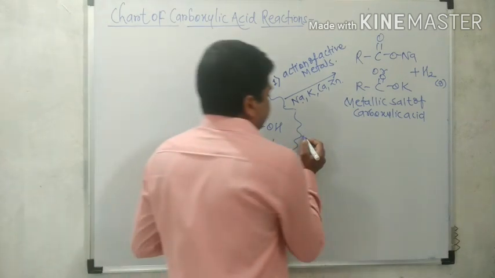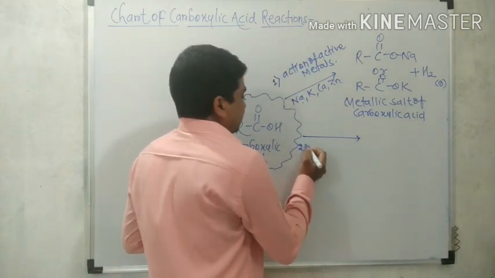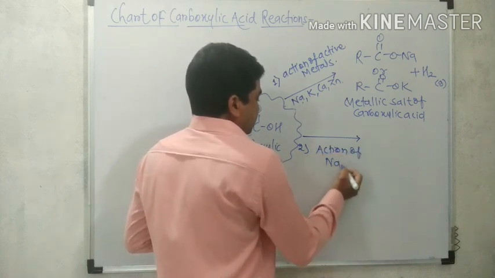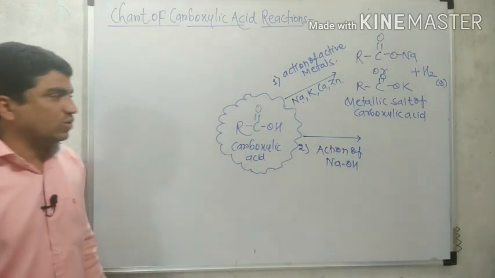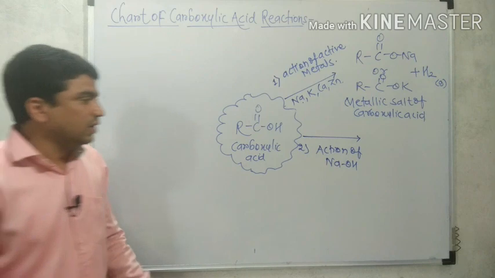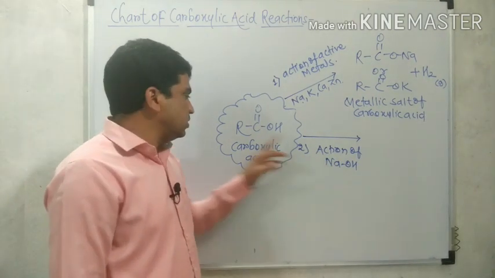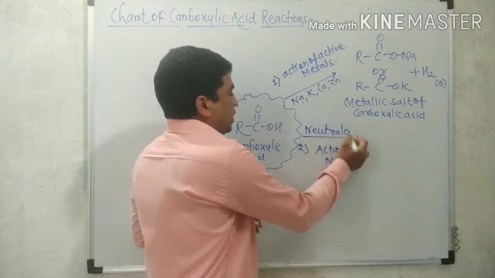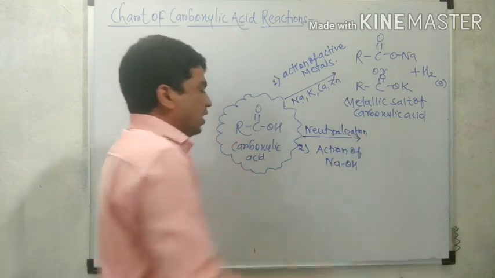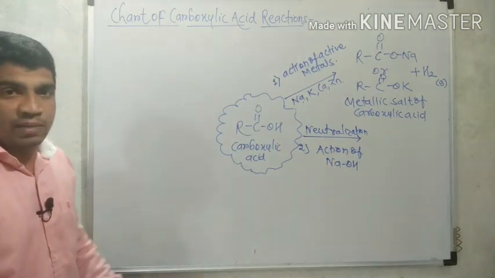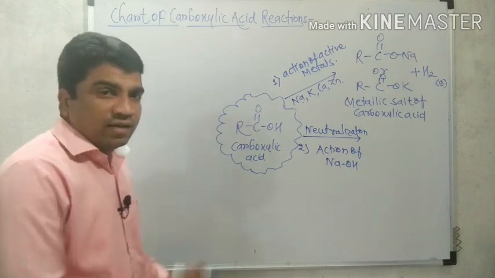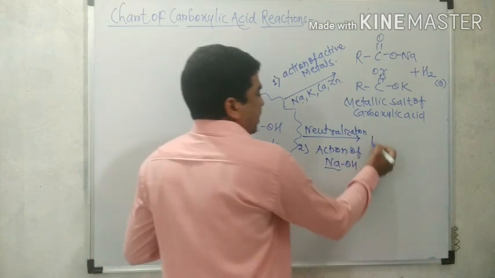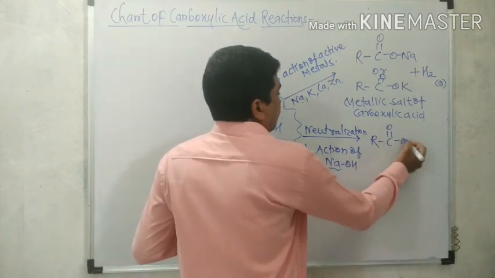Now the second reaction is the action of NaOH, sodium hydroxide, on carboxylic acid. Because NaOH is a base and this is an acid, this is a neutralization reaction. We know that the reaction between acid and base is called neutralization. Therefore, the action of NaOH with carboxylic acid is a neutralization reaction. Again, what forms in this reaction? The hydrogen atom of carboxylic acid is replaced by Na. Here we obtain again RCOONa.